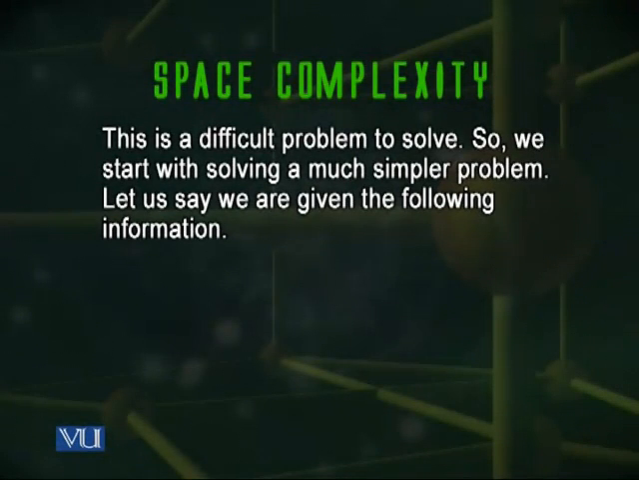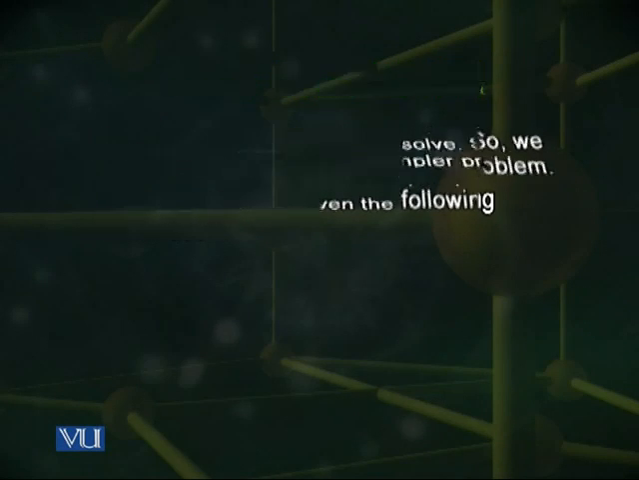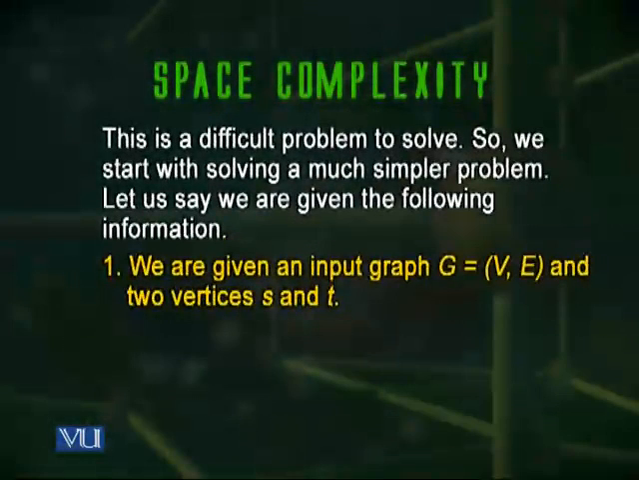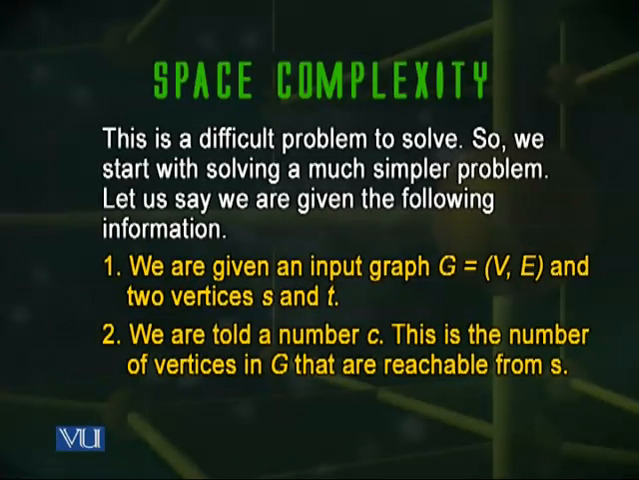So we start by solving a much, much simpler problem. Let's say now that we are given the following information. We will solve the problem in question later on, but before that we'll solve a simpler question, and this simpler question is going to show us techniques which we'll use later. Not only that, this simpler problem is going to be also a part of our eventual solution. So let's look at this simpler problem. Suppose we are given an input graph with two special vertices S and T, and we are told a magic number C. C is the number of vertices in G that are reachable from the source.